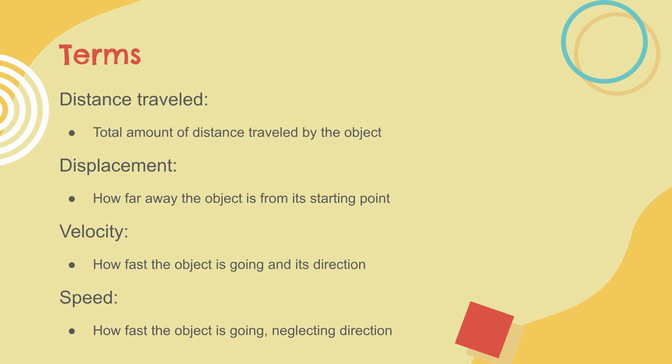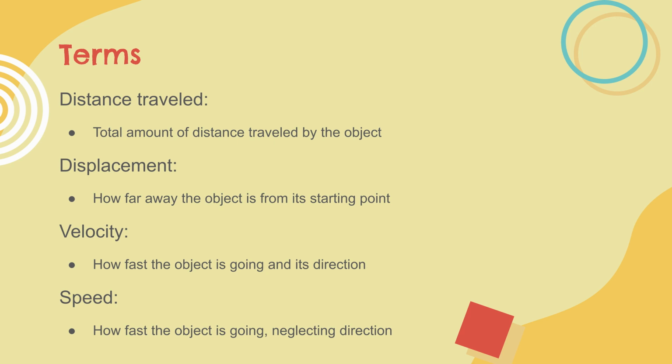Here are some of the important terms that we need to know. First, we have the distance traveled, which is the total distance traveled by the object. Because this is a magnitude without direction, it is a scalar quantity. Next, we have displacement. This is the distance between the object's final position and its initial position. Be careful not to confuse this with distance traveled. Because this is a magnitude and direction, it is a vector quantity.